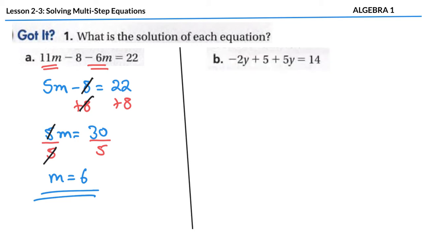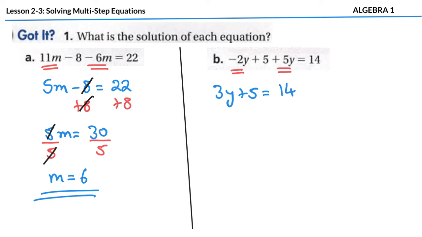Minus 2y plus 5 plus 5y is equal to 14. Are there any like terms? Minus 2y and plus 5y are the like terms. Can we combine them? Yes. Minus 2y plus 5y is how much? Minus 2 plus 5 is 3y. So, we have 3y plus 5, this 5 as it is, equal to 14.